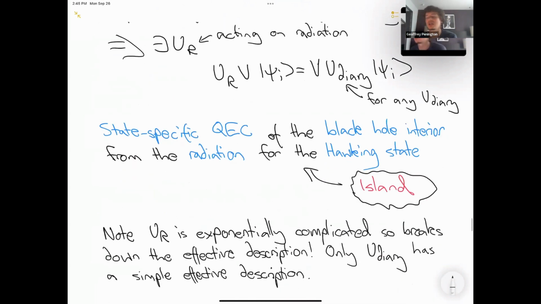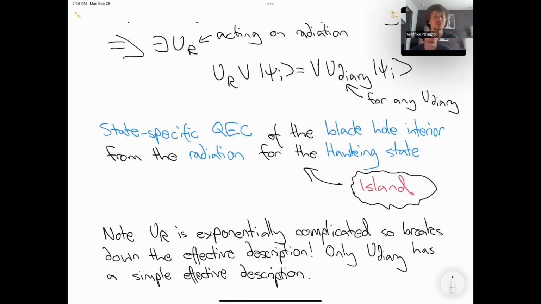So Jeff, one comment. Yep. Don't you want to say that the UR doesn't depend on the state of the diary? So you call it state specific, but you should have the whole family of states differing by the state of the diary, considering the rest fixed.